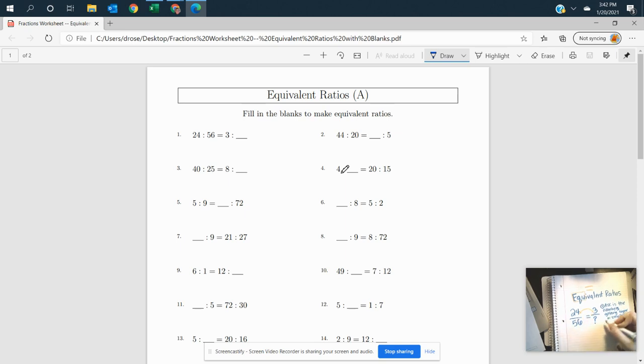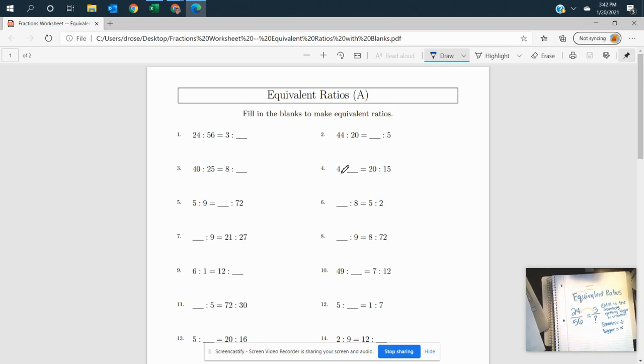Okay, so if the numbers get smaller, it means you're going to need to figure out what has been divided. If the numbers get bigger, you're going to need to figure out what has been multiplied. Okay, so if the numbers get smaller, like this one, you're going to figure out what to divide. If the number gets bigger, you're going to figure out what to multiply. Okay, so let's go back to 24 to 3.